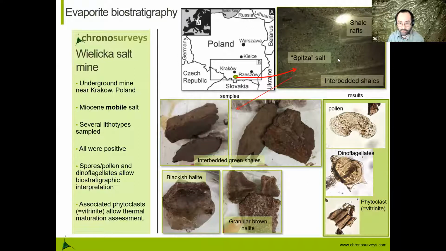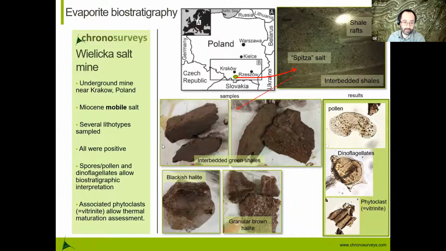The Spitze salt, which is basically a big rubble of redeposited salt. So I analyzed the salty shales, which occur in rafts, and other types of lithologies. And in this case, the assemblages were beautifully preserved. I think all the samples that were processed were productive. We found a bit more marine influence, so not just spores and pollen and those phytoclasts, those pieces of wood, but we also found dinoflagellates, so quite a diversified assemblage and beautifully preserved.